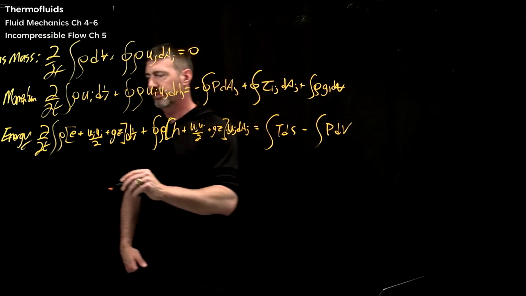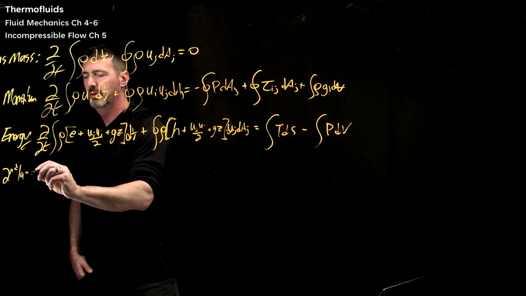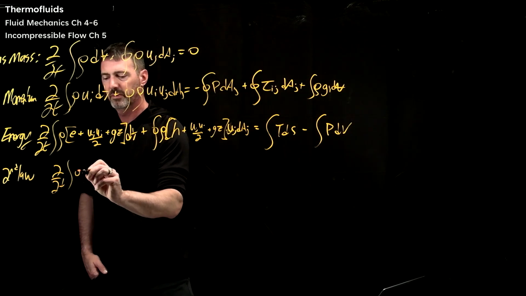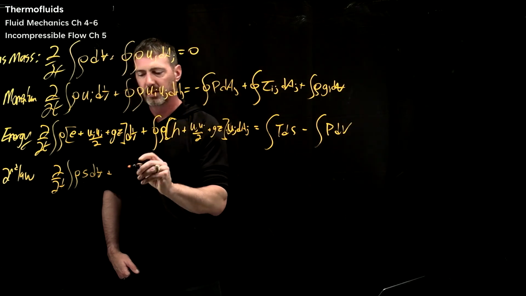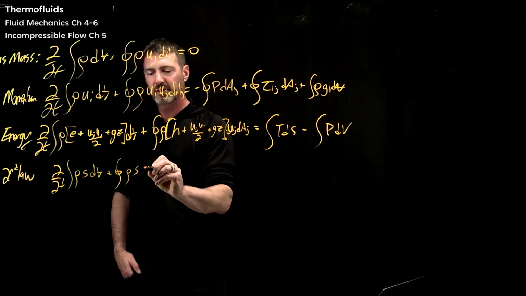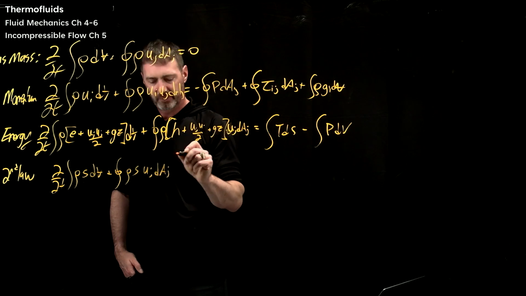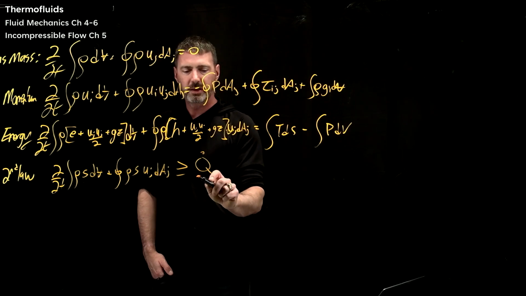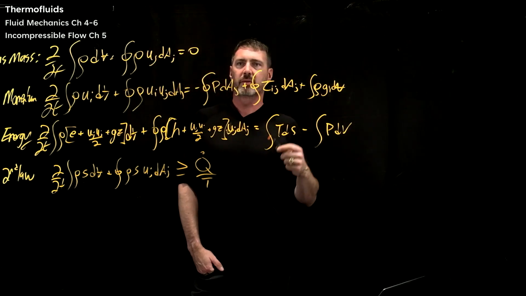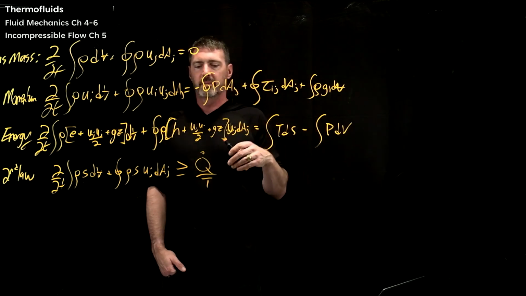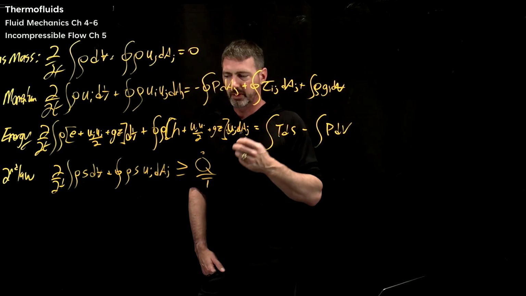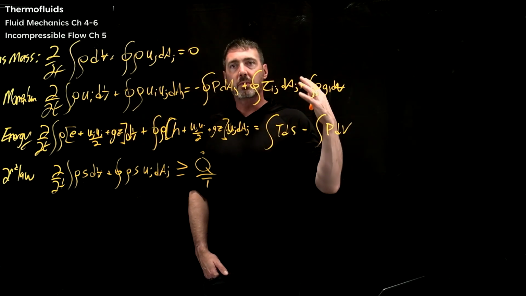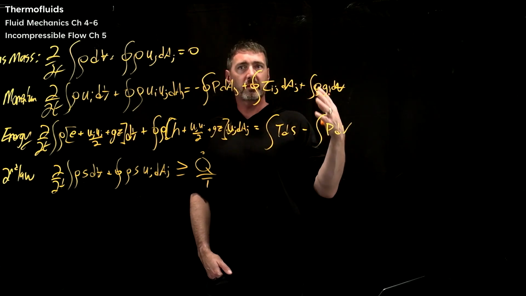And then we have our second law of thermodynamics, which is really just saying that the time rate of change of rho entropy d volume plus any entropy that's being carried across the system has to be greater than or equal to heat over the temperature. So entropy has to always be going up. If it's equal, it would be reversible, but otherwise it has to be greater than or equal to.